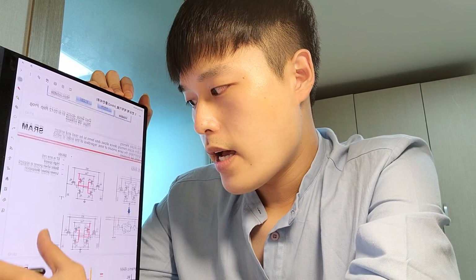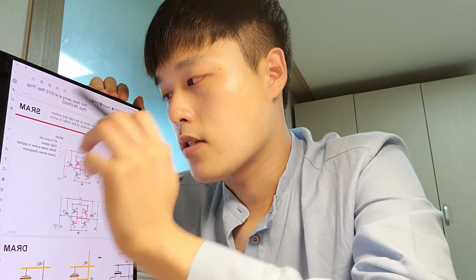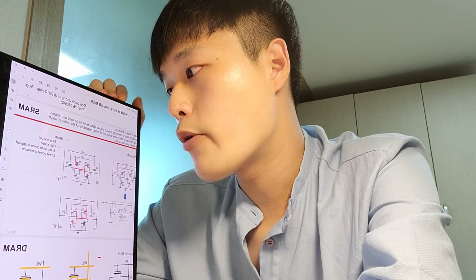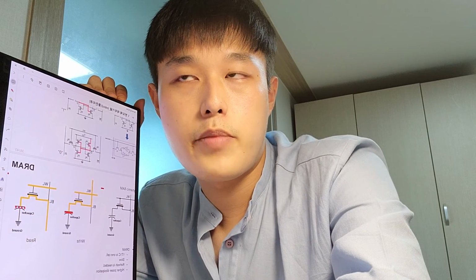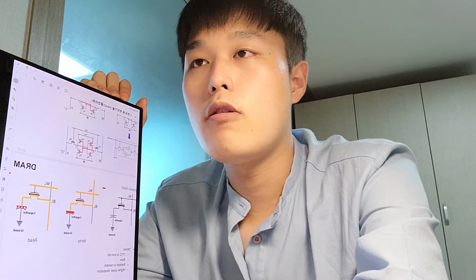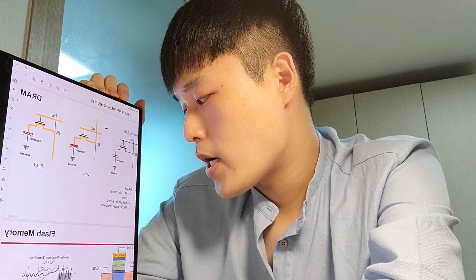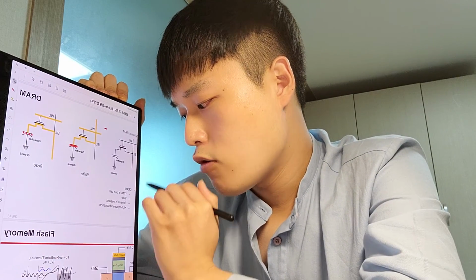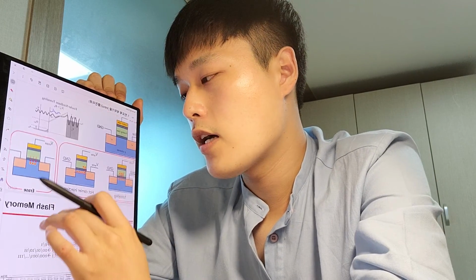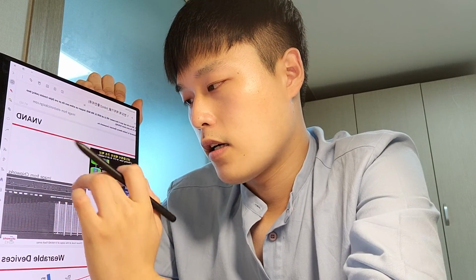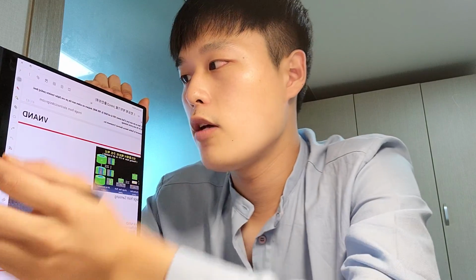So SRAM is the latch structure. 6 transistors make one cell, high speed, static when power is applied, lower power dissipation. DRAM is slower than SRAM, with a one transistor, one capacitor structure. Refresh is needed, higher power dissipation, and flash memory is non-volatile. And today Samsung is still developing V-NAND.